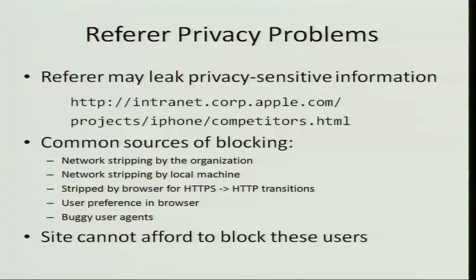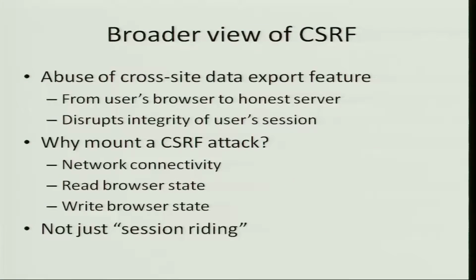Your local machine might be configured to do that. For HTTPS to HTTP transition, the browser might do that. A user might actually put a preference in the browser for anonymity reasons, and then there could be buggy user agents. So the referrer may not always be present, and if you are going to block all these possibilities, then you are going to be a useless site, because you are blocking everything, and that's why referrer validation could be a problem.